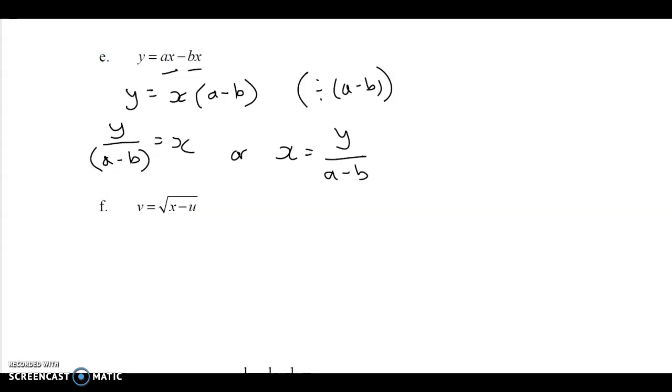F, this time we're going to square both sides. So we're going to get v squared equals x minus u. And then add u to both sides, we're going to get v squared plus u equals x, or x equals v squared plus u.